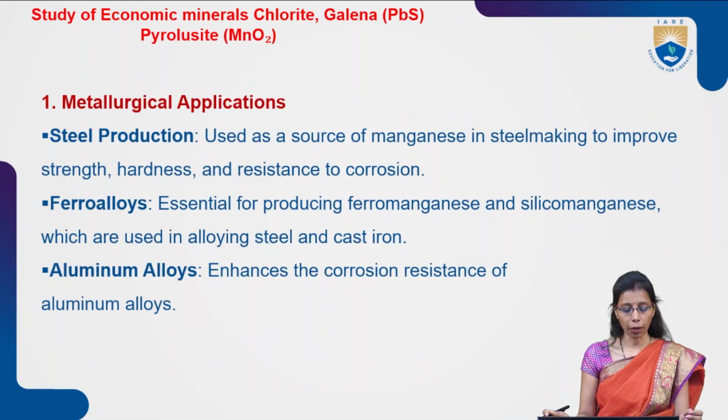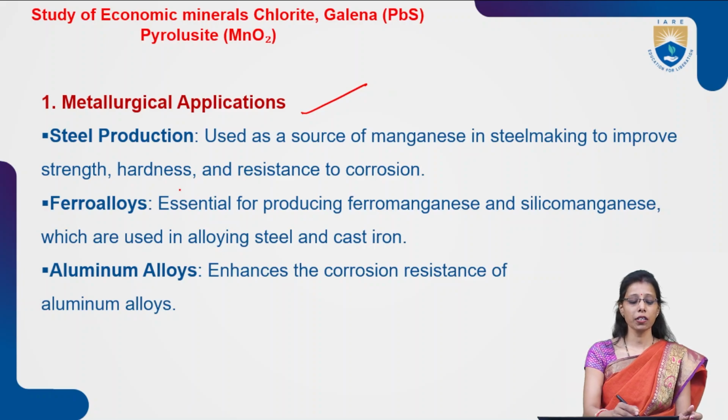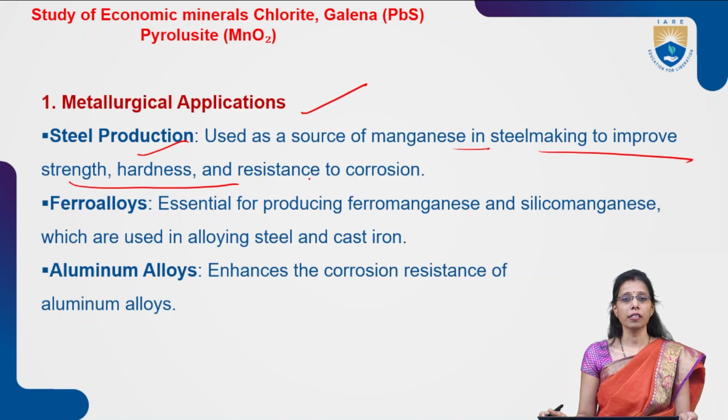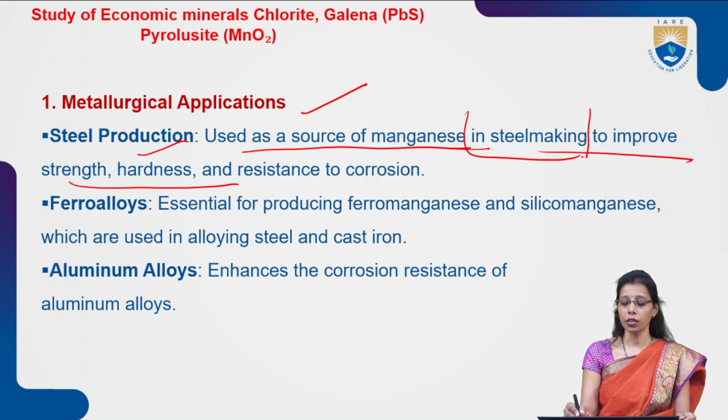Now, the applications. As a metallurgical application, it has wide application in steel production, used as a source of manganese. This is used as a source of manganese in steel making to improve the strength, hardness and resistance to corrosion. Pyrolusite is used as a source of manganese in making steel, for strength, hardness, and resistance to corrosion.